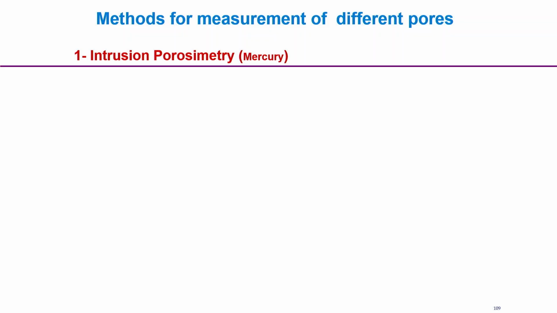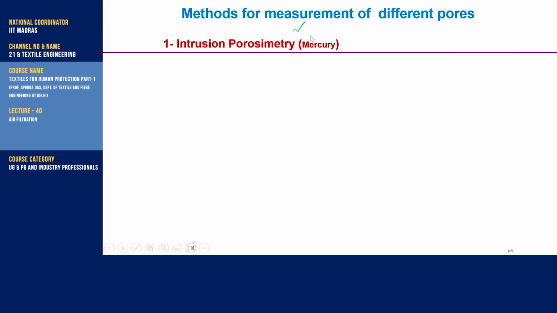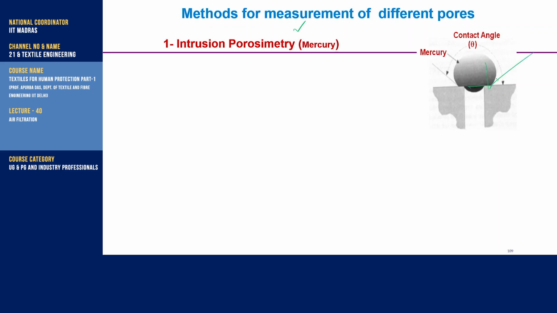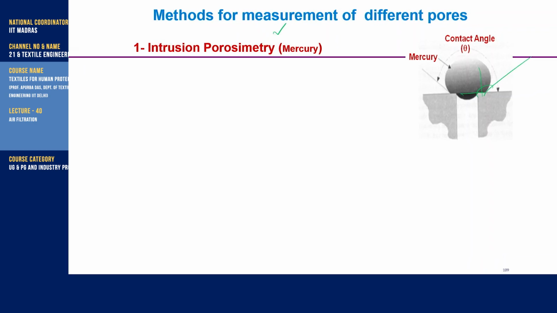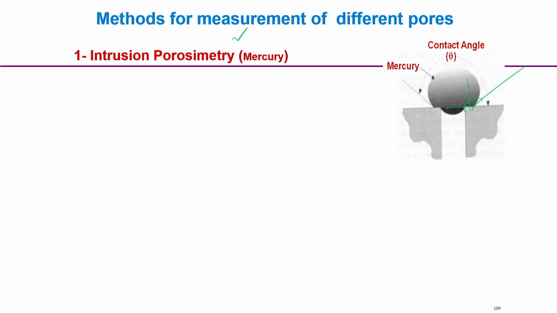The first method we will discuss is intrusion porosimetry, where mercury is used. If you see the mercury contact angle, it is more than 90 degrees. So, it does not wet the surface. So, we have to force the mercury through the pore.